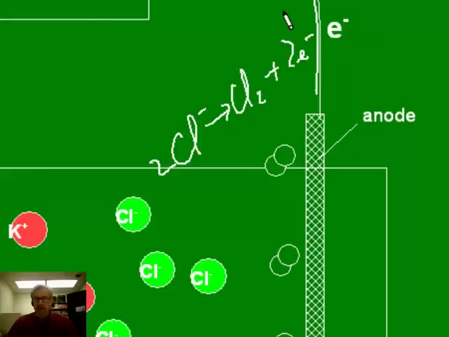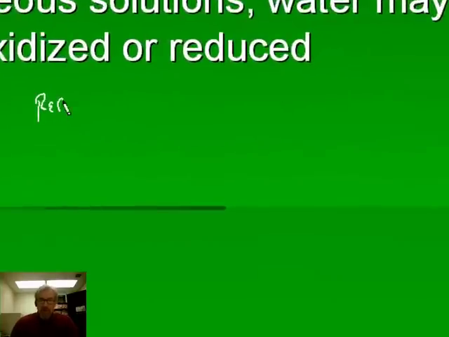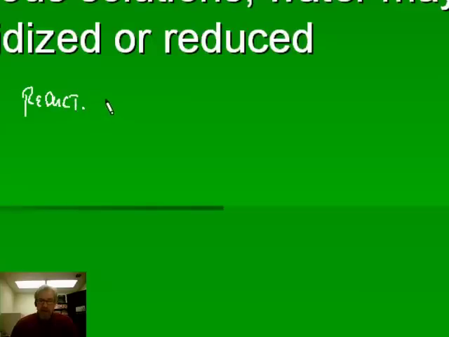Two of them will oxidize to a Cl2 and give up two electrons that then go down the wire. Now, if this KCl was not molten, but was instead dissolved in water, this would not be as clear. And here's why. In aqueous solution, in addition to the ions that are dissolved in the water, the water itself may also be oxidized or reduced. For example, the reduction of water happening at the cathode would be when two water molecules collect two electrons and form H2 and two hydroxide ions.